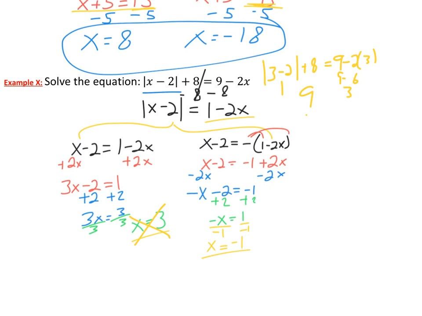If I plug in negative 1, I get negative 1 minus 2 in the bars, plus 8 equals 9 minus 2 times negative 1, which is going to make it plus 2. It's going to give me 11. And on the other side, I have negative 3, but absolute value makes it positive 3, plus 8 is 11, so 11 equals 11. So negative 1 appears to be the only solution for this problem. So do make sure you double check if you have an x on the outside of the bars.